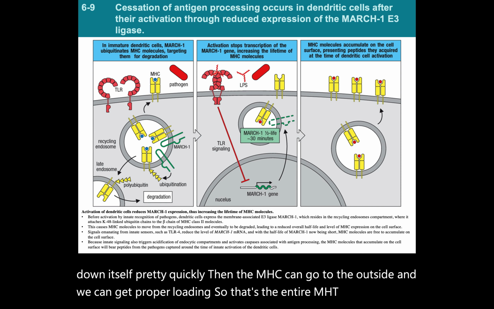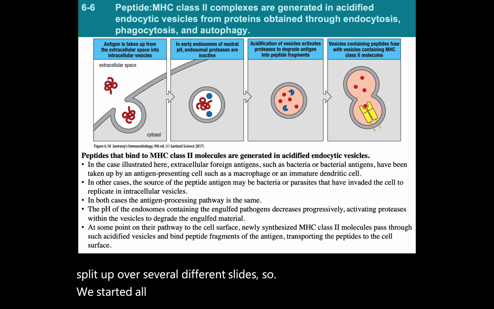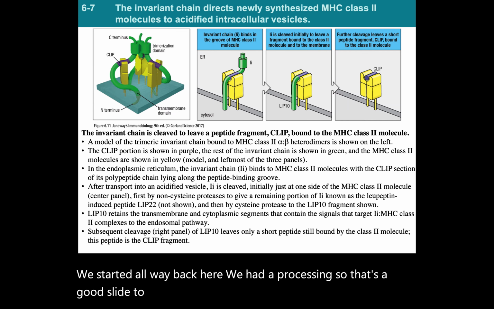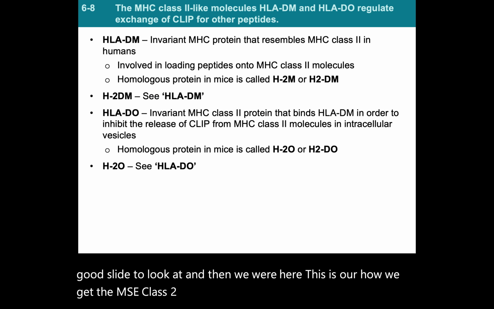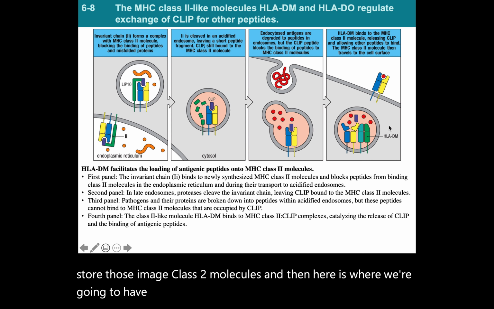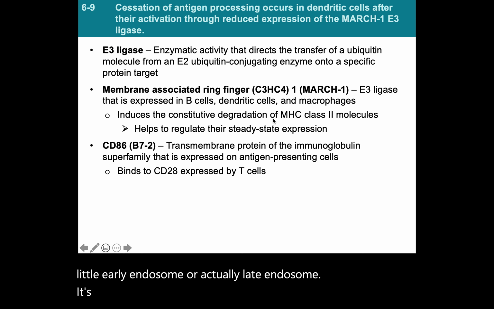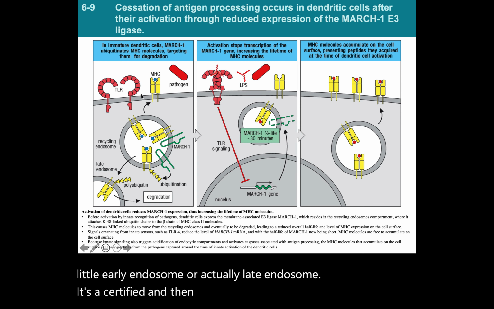As split up over several different slides. So we started all the way back here. We had our processing, so that's a good slide to look at. And then we were here. This is how we get the MHC class 2 molecule ready. And then here's where we store those MHC class 2 molecules. And then here is where we're going to have that HLA-DM that's going to help us load things up when we merge our little class 2 MHC compartment with our little early endosome, or actually late endosome because it's acidified. And then over here, we've got the rest of the story.